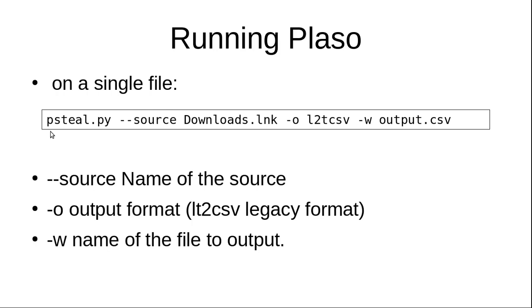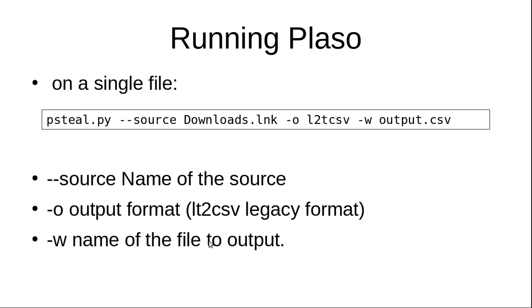So let's say you have a single file. You just run this program psteal.py. You specify the source, whatever file. So let's say you're looking at a link file. You specify the output format. Okay, in this case, let's say you want, this stands for log to timeline CSV. So it's a comma separated value file, and it's a standard log to timeline format. This is the one that can be a little bit hard to read. And then the actual file that you're putting it into.